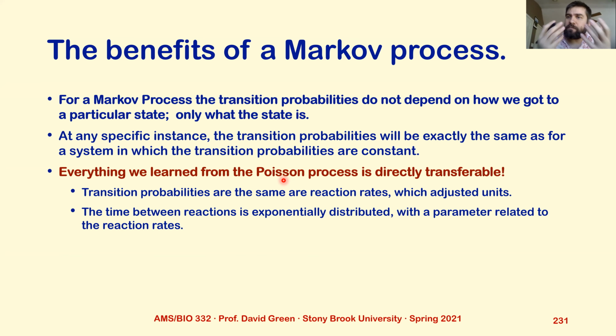If we have a Markov process, it doesn't matter whether we got to the current state by always having exactly the same rates, or we got to that state by a more involved process. All that matters is what are the transition probabilities at that particular point. Right? So the transition probabilities are reaction rates with our adjusted units. Our time between reactions is exponentially distributed with a parameter related to the rates, and so on.